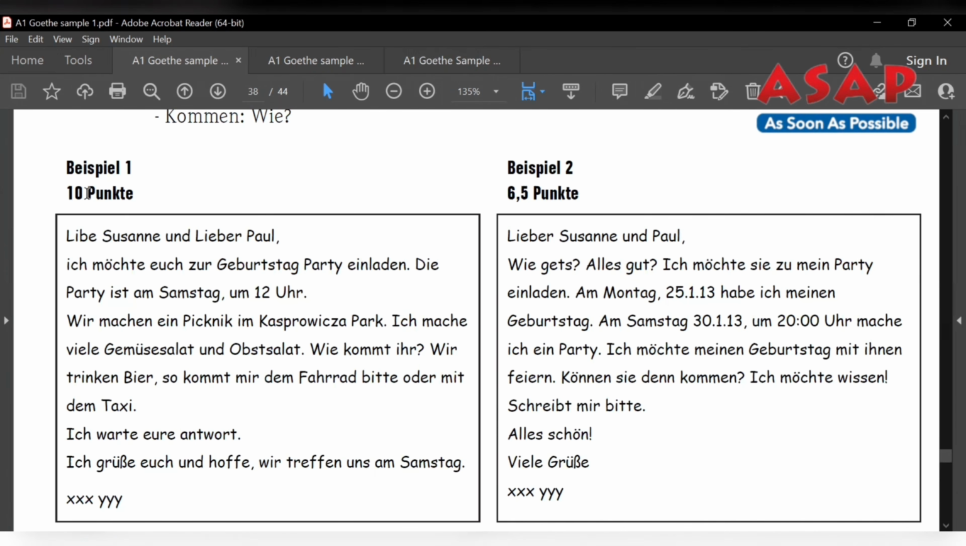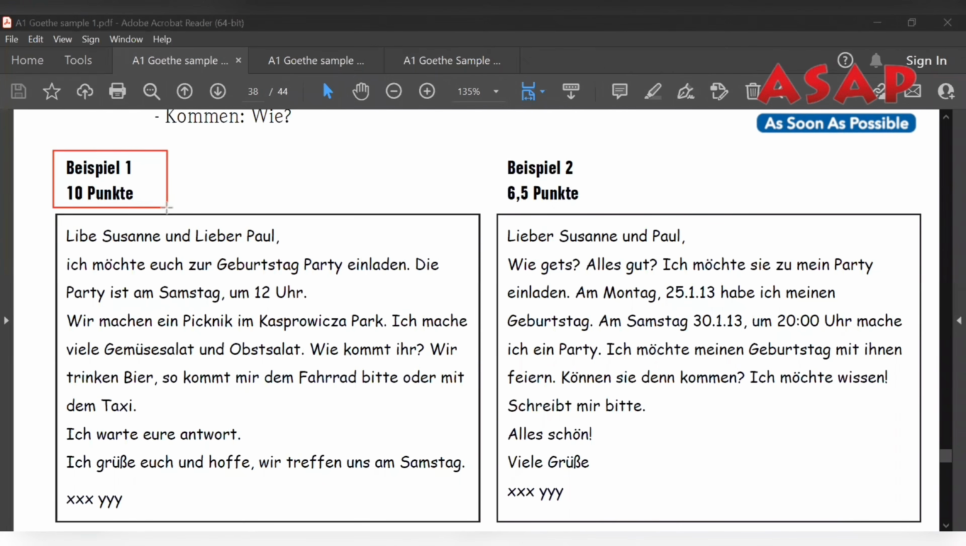Wie kommt ihr? The question is asked like how you guys are coming. Wir trinken Bier, so kommt mit dem mir. So it should be mit. Actually, they have given that though here we are giving you 10 out of 10, still we are expecting you to be wrong somewhere. Like, you can make mistakes. They are not expecting you to be very perfect grammatically. You can see this one mistake here. Ja, ich mache viel Gemüsesalat und Obstsalat. Wie kommt ihr? Wir trinken Bier. So it should not be so, it should be also.